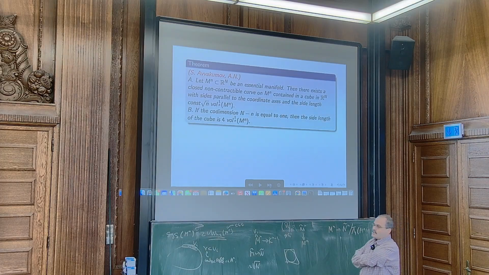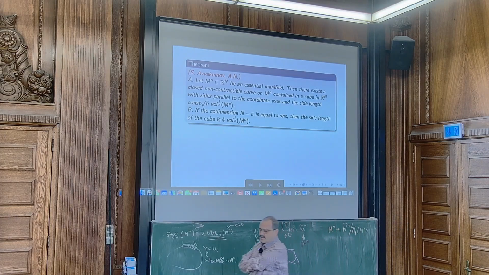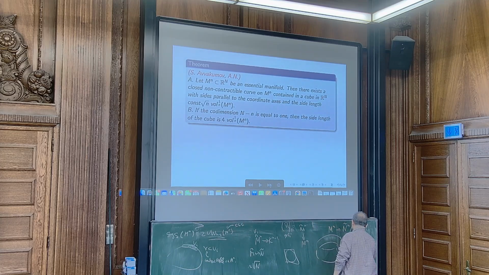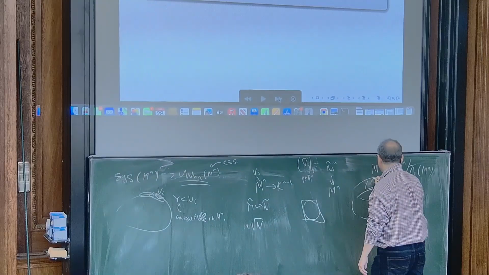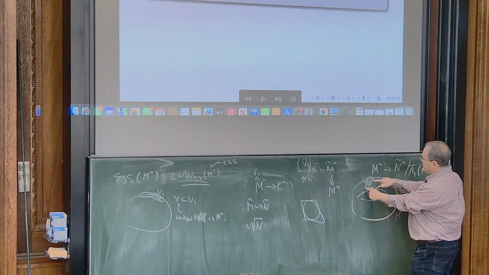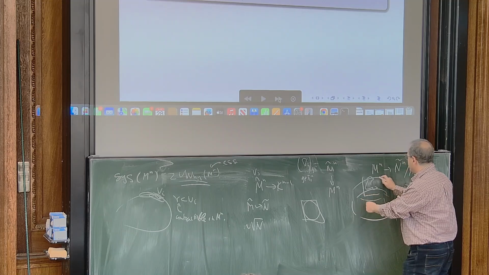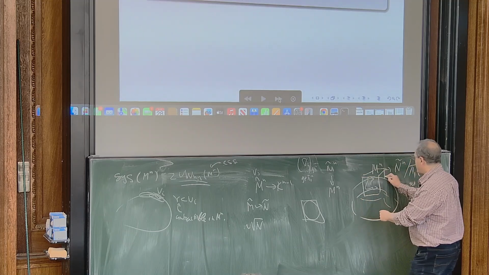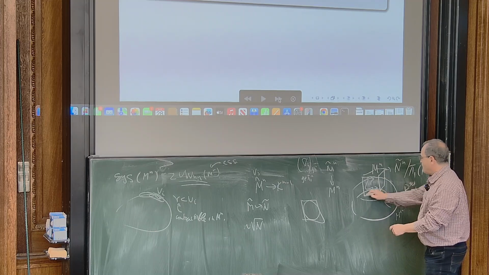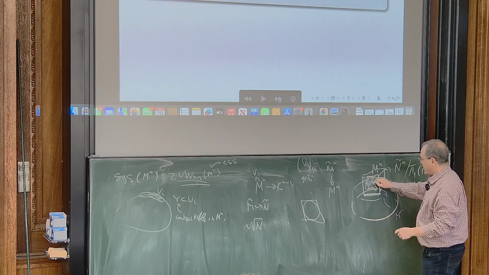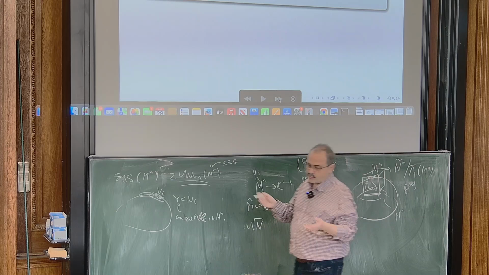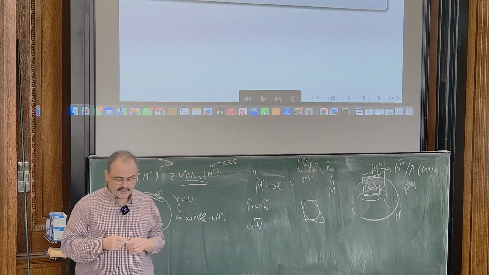But now, instead of bounding its length, we are able to bound, so here is maybe our manifold that sits in some ambient space Rn, and this is our Mn, and we find here some non-contractible curve, and instead of bounding its length, we do something different. We are looking for a cube in the ambient space of small side lengths that would contain our curve inside. It's of course worse than length, but that's what we get.